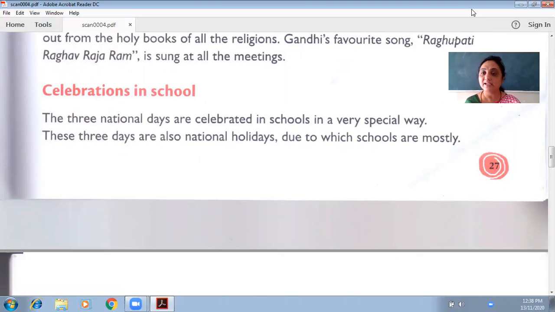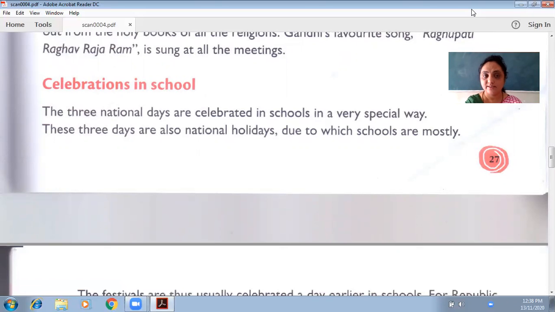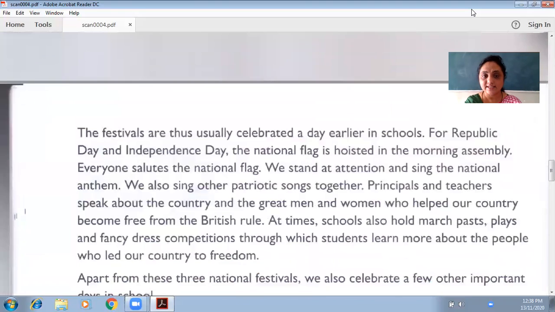At the beginning of the year, in the month of January, we celebrate Republic Day. Then we celebrate Independence Day. Then in the month of October, we celebrate Gandhi Jayanti, right? The festivals are usually celebrated a day earlier in schools. For Republic Day and Independence Day, the national flag is hoisted in the morning assembly. So we hoist the national flag on that day, right?